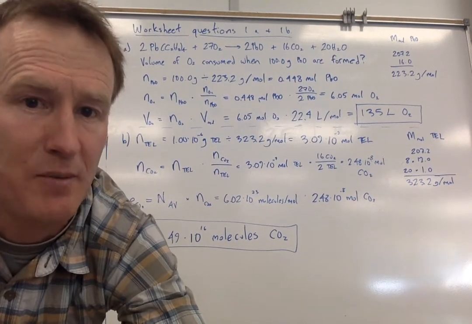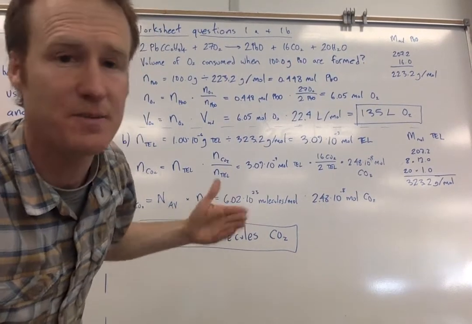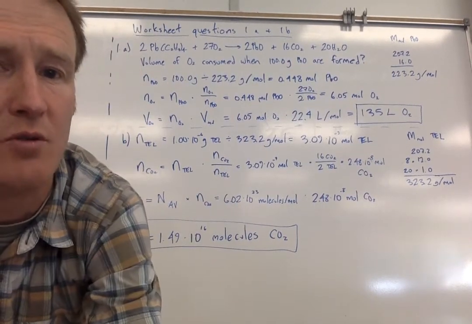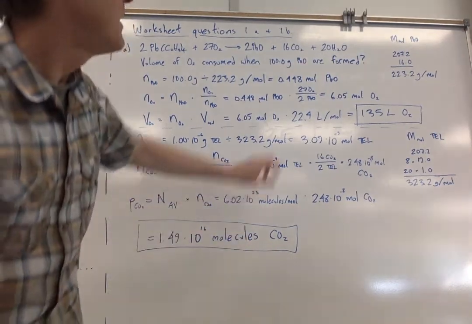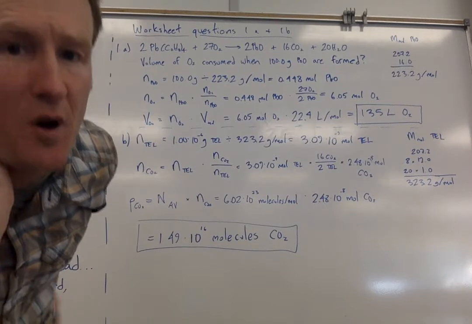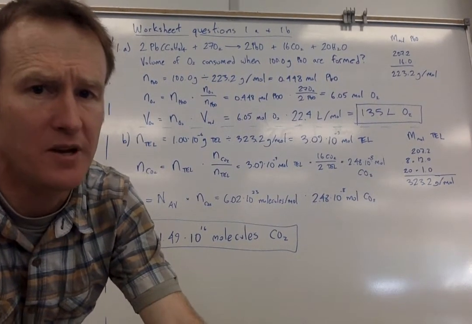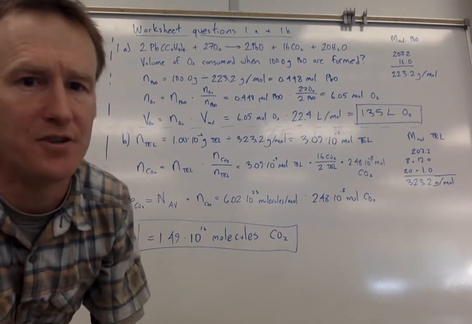I didn't even put moles in my ratio. It doesn't really have to be moles. It could be molecules. It could be any chemical amount. I just made it 27 O2 over 2 PbO. And I get 6.05 moles of oxygen. But they didn't ask for moles. What we're doing here is we're crossing that mole bridge.